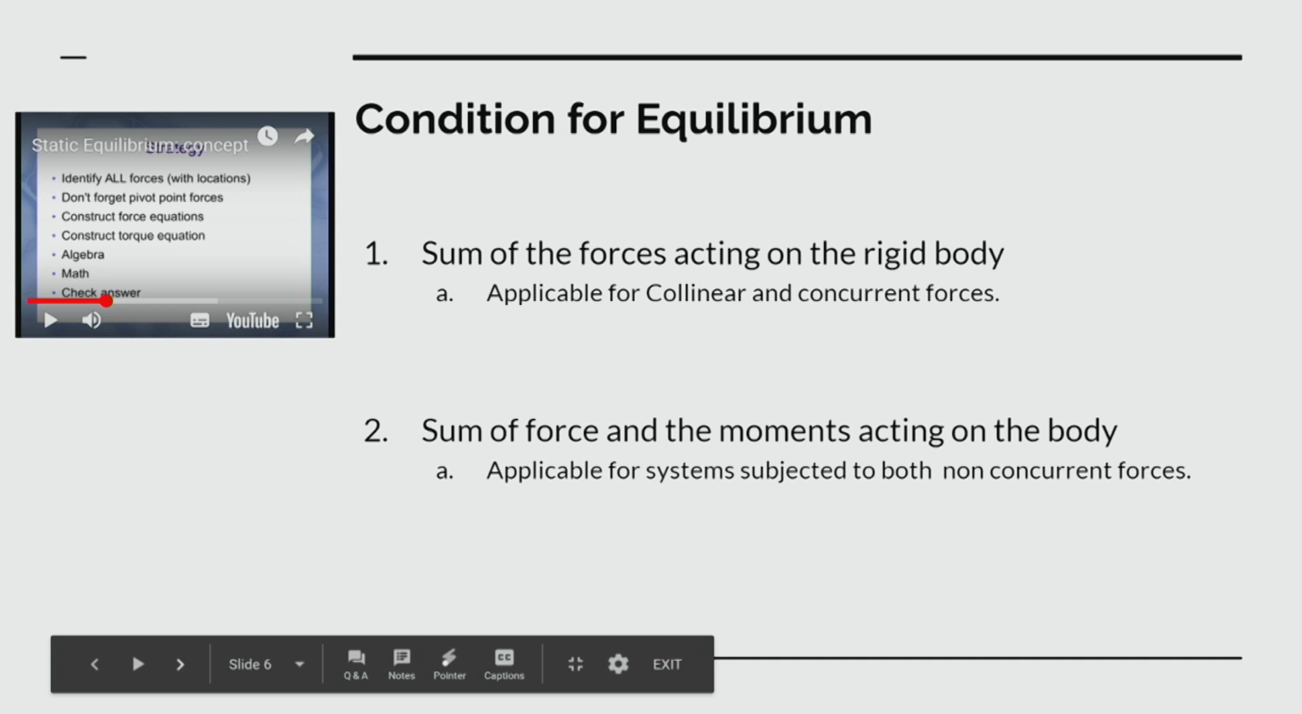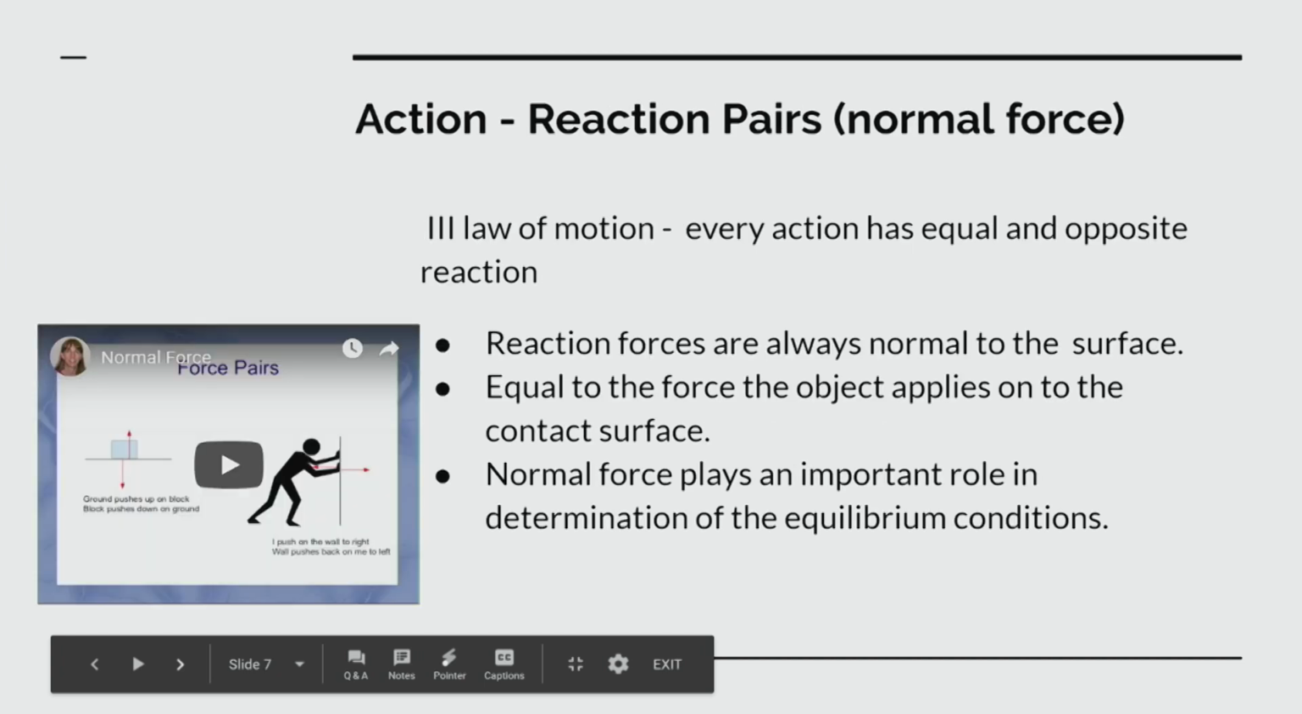So that is what is mentioned in this. The sum of all the forces acting on the rigid body should be 0. This concept is applicable for a system which has collinear and concurrent forces, while the sum of forces and the moment should be 0 if the system is subjected to non-concurrent forces.